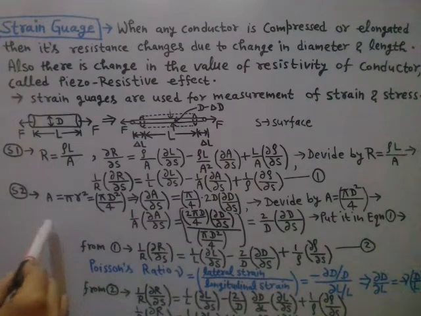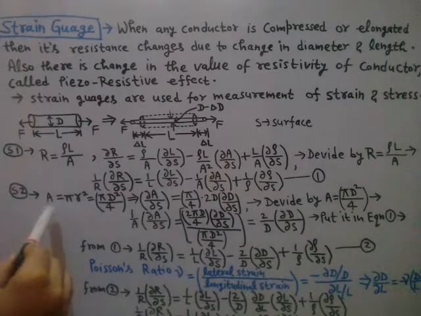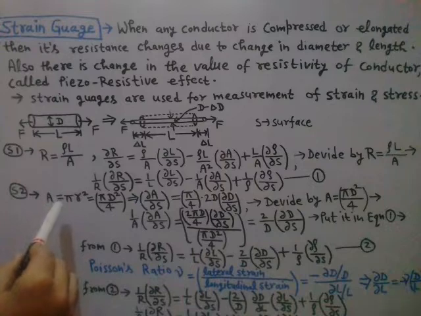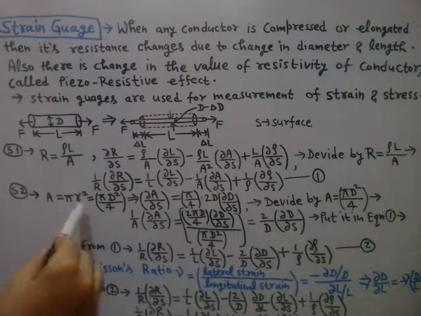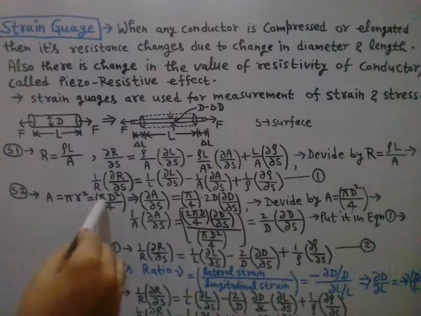Now step number 2. Take A is equal to pi r square. Small r is the radius, which is equal to diameter by 2. Half of the diameter is radius. So here I can write pi d square by 4.